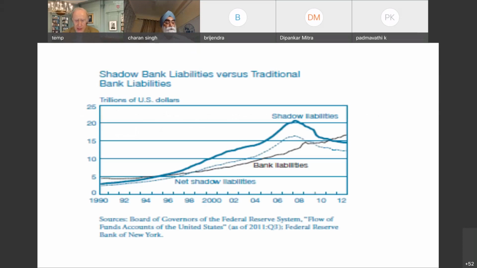Here is a chart that I took from a Federal Reserve Bank of New York publication some years ago, showing that in the years leading up to the last financial crisis, the shadow banking system, regardless of whether you choose to measure it gross or net, was growing much more rapidly than the conventional commercial banking system. This is in the United States. But then there was a reversal in the wake of the financial crisis.